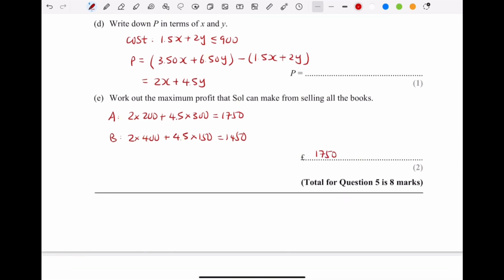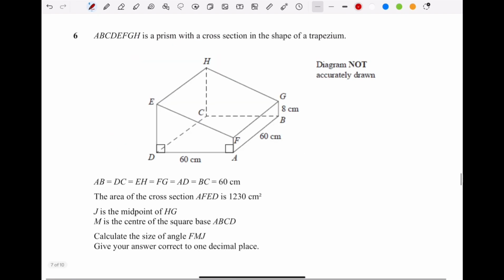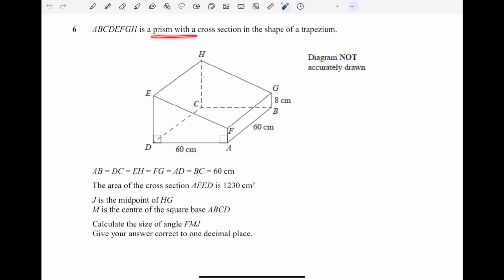Okay, so now moving on. Question 6. This question is a little bit more complicated. What we are given is a prism with a cross section that is a trapezium. And we are told that AB equals BC equals EH equals FG equals AD equals 60. And we are also told that the area of the cross section AFED is 1,230 centimeters squared.